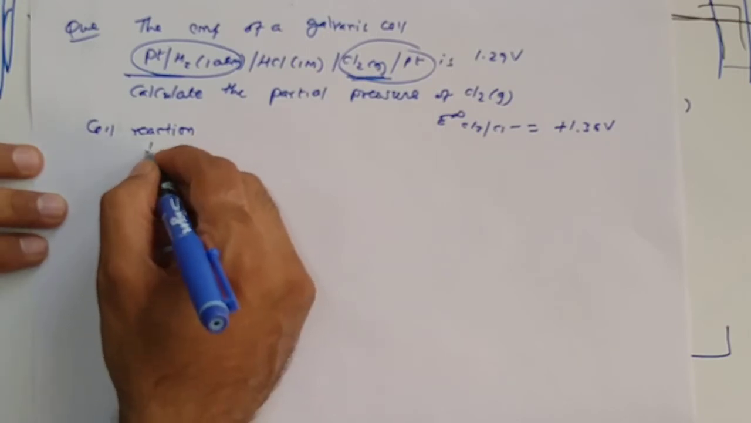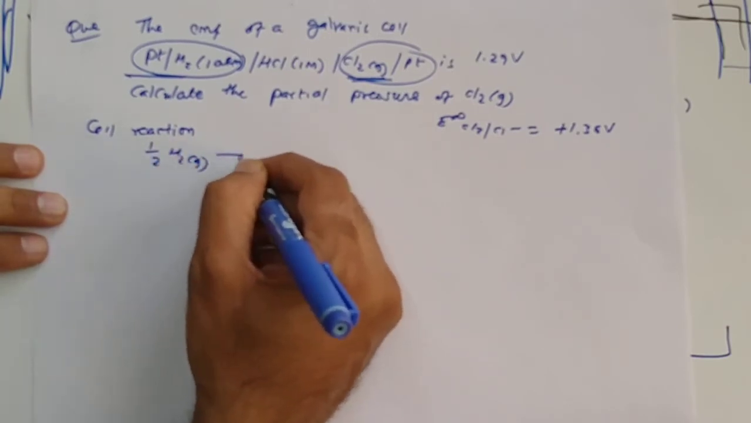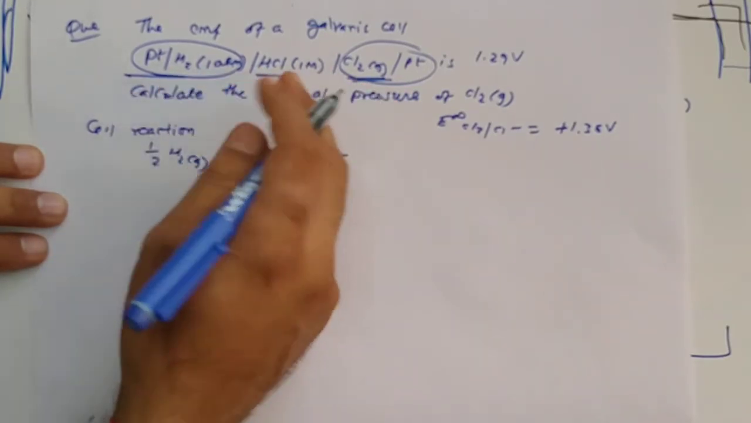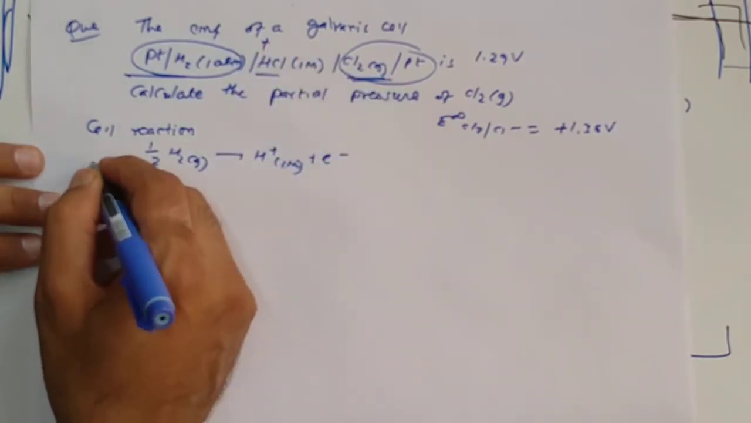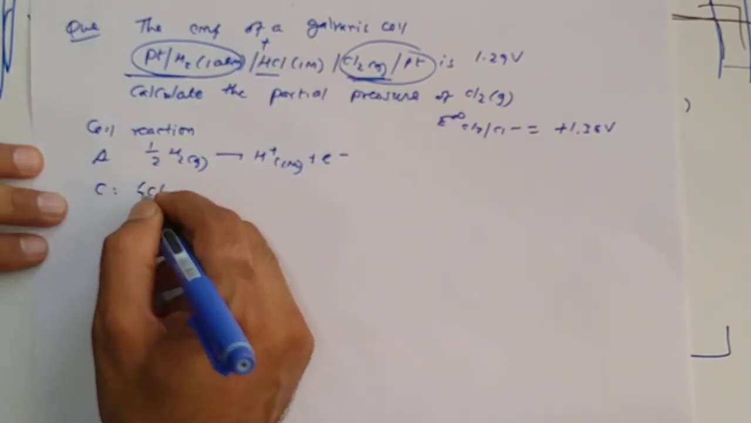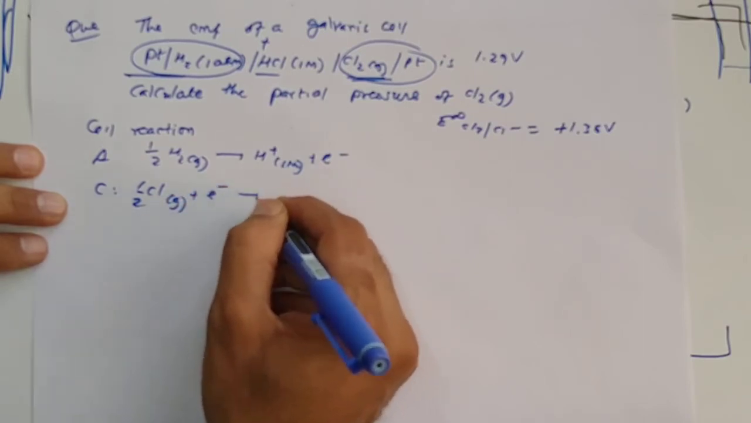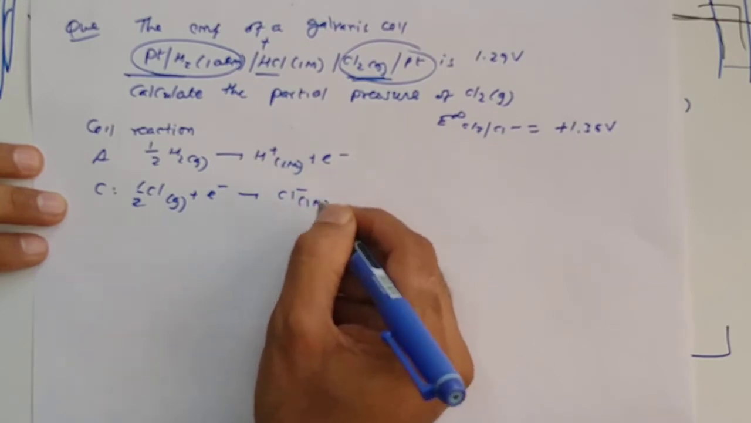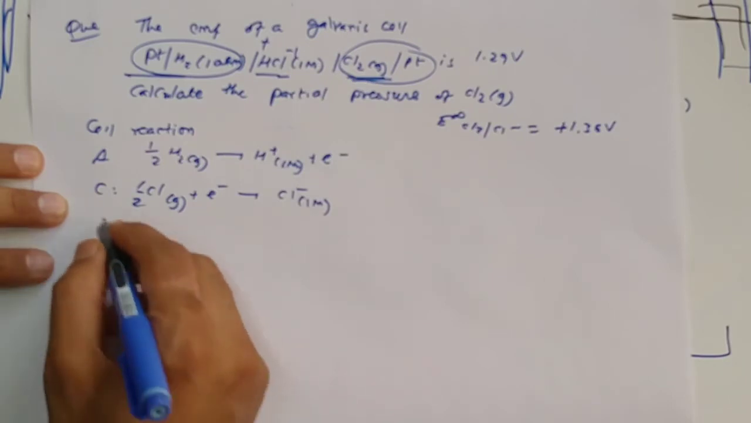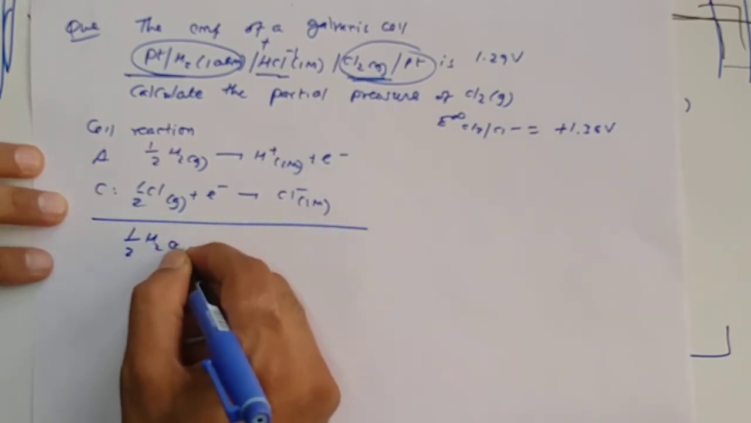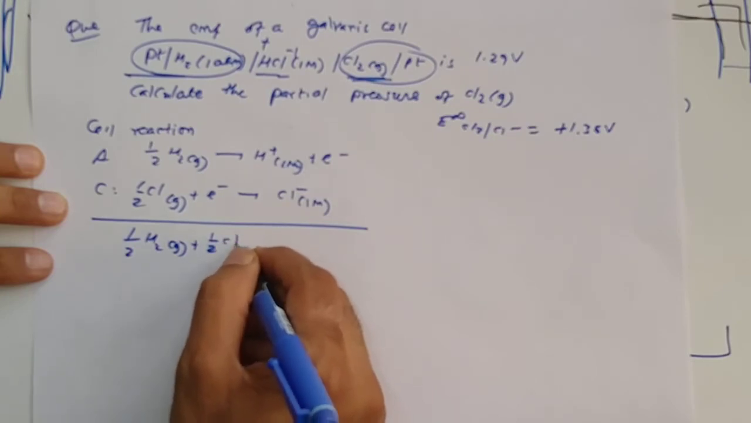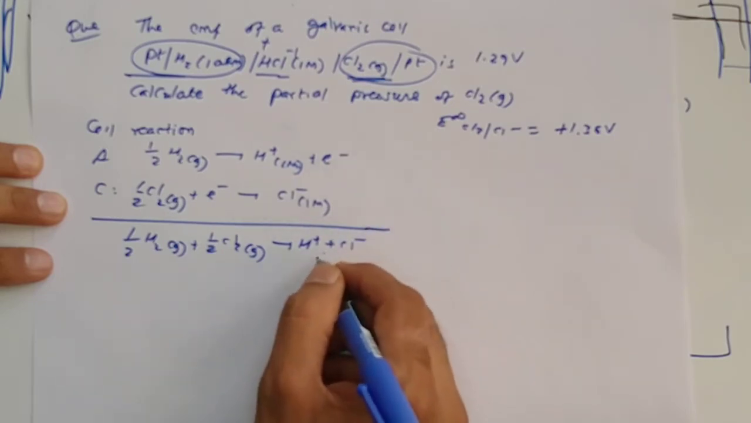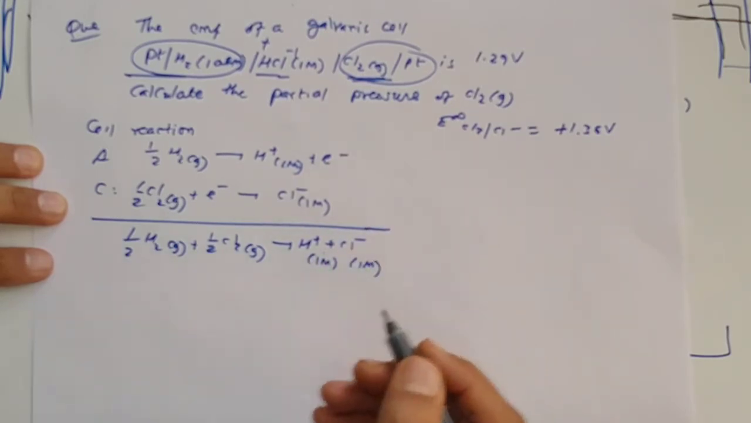This one, the anode, experiences oxidation. 1 of H2 gas gives H plus with 1 molarity. Why? H plus has molarity 1. Now at the cathode, reduction: 1 of Cl2 gas plus electron gives Cl minus. Yes, Cl minus concentration is also 1. So the overall reaction: 1 of H2 gas plus 1 of Cl2 gas gives H plus and Cl minus, both having 1 molarity.